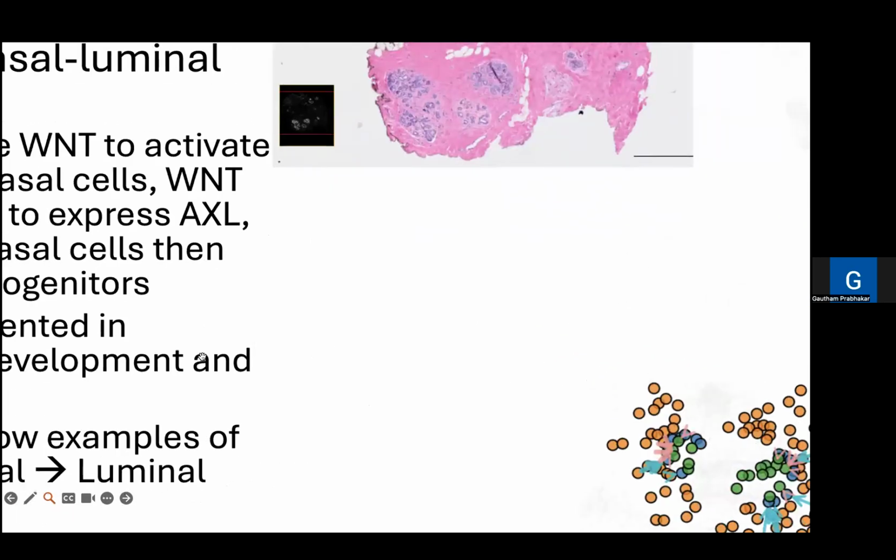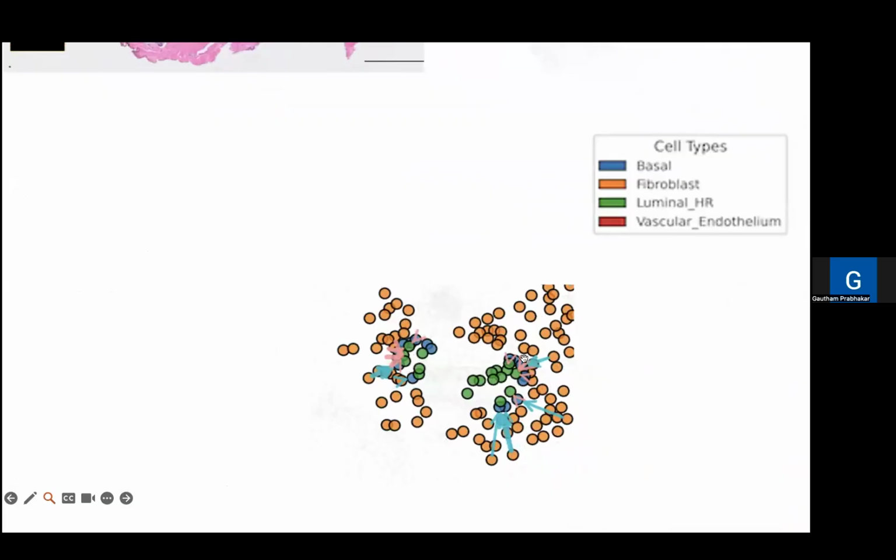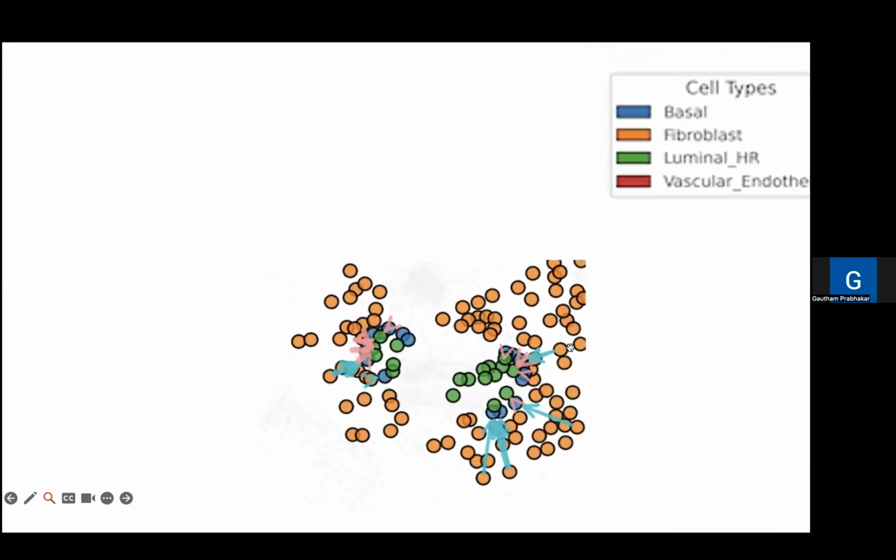Sorry. This region and this region, in which a fibroblast from the stroma is signaling a basal cell on the epithelium. That signal is Wnt, and then the signal from the basal cell to the luminal cell is the gas pathway. So this would be an example of one place that the cascade happens.